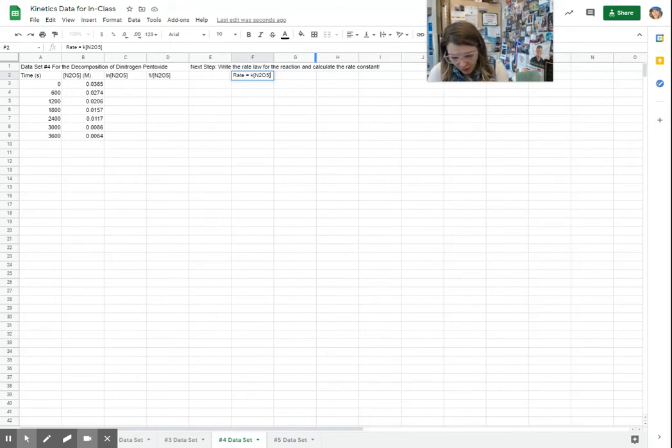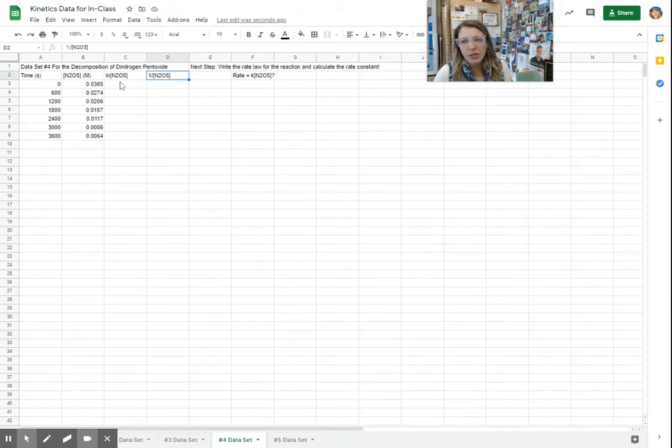What we do not know is the exponent, which represents the reaction order. So we don't know how much the concentration affects the rate. That's what we're graphing to find out. We have three different options. If the graph of concentration versus time is linear, that means it's 0th order. If the graph of natural log of concentration versus time is linear, it's 1st order. If the graph of 1 over the concentration versus time is linear, then it's 2nd order.